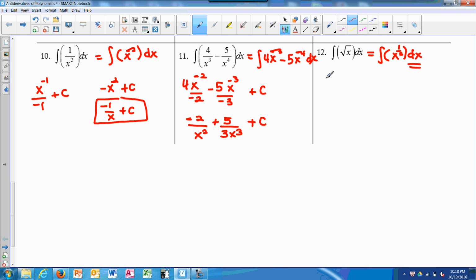Okay, so if I integrate, I'm adding 1, so I get 3 halves, and I'm dividing by that 3 halves. Dividing by a fraction is the same thing as multiplying by the reciprocal. And you would typically see the multiple choice answer left with a fractional exponent. You don't see them left with negative exponents, but you do see them left with fractional exponents.